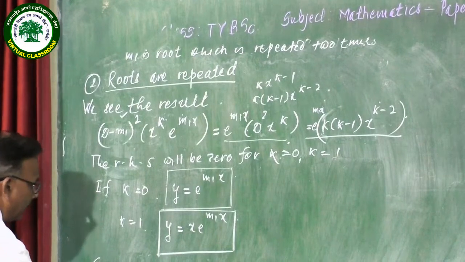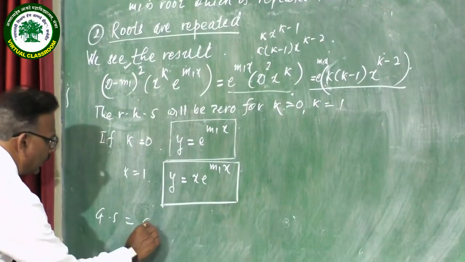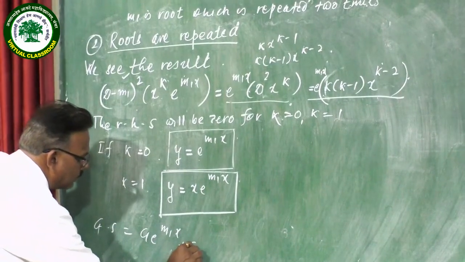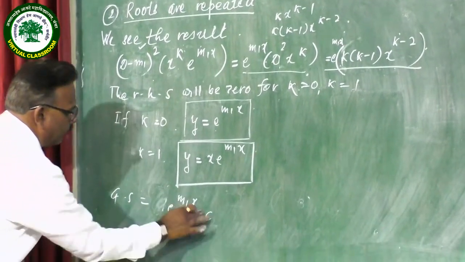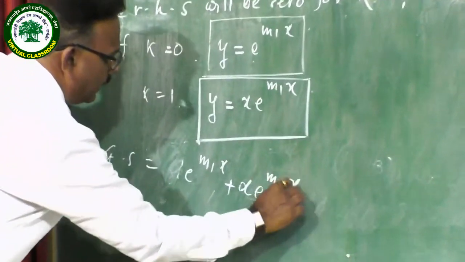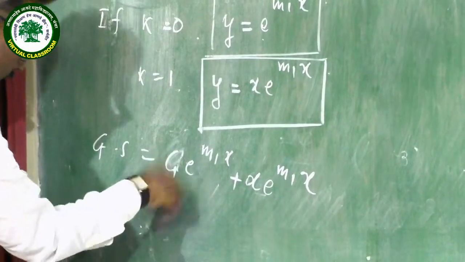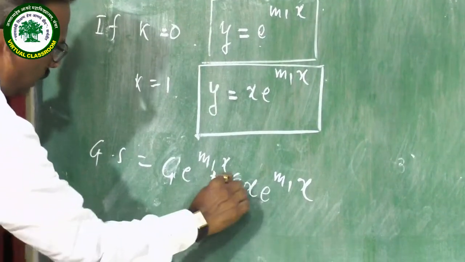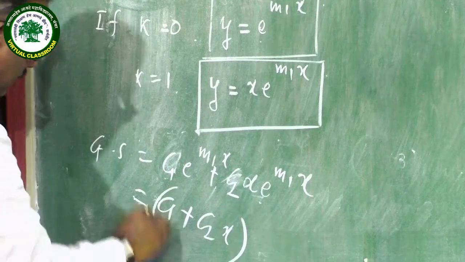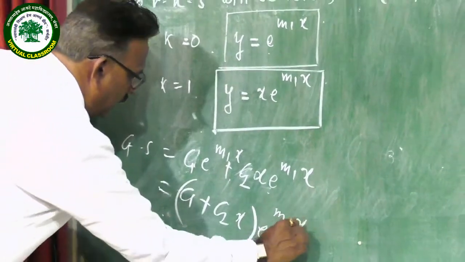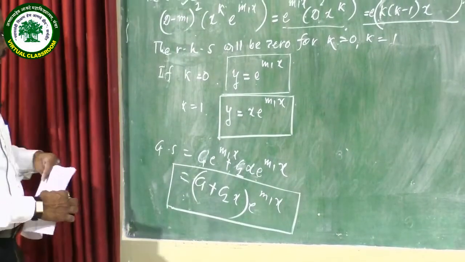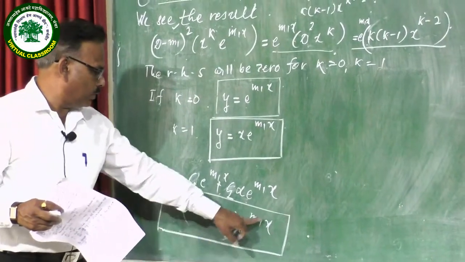The general solution will be c1 e^(m1 x) plus c2 x e^(m1 x), where we take the constant again as c2. Therefore, (c1 + c2 x) e^(m1 x). When roots are repeated, the solution will be of this type: (c1 + c2 x) e^(m1 x).